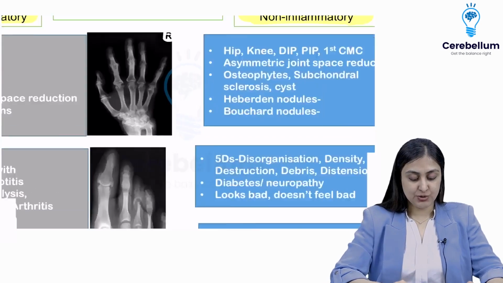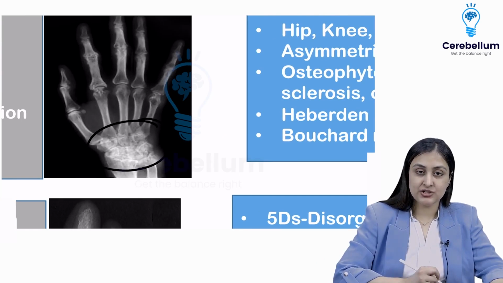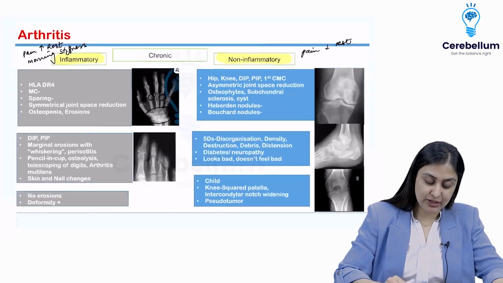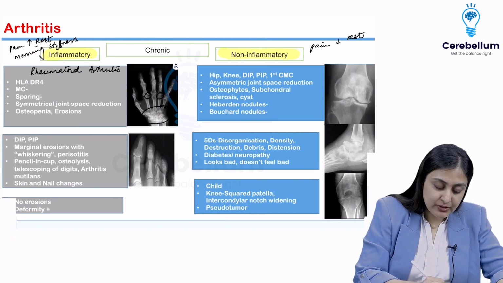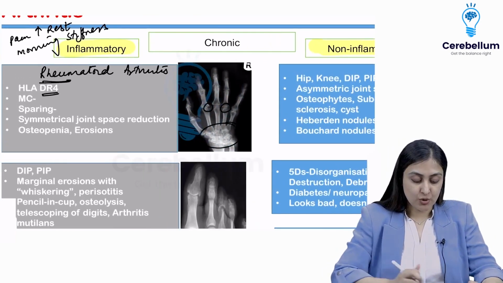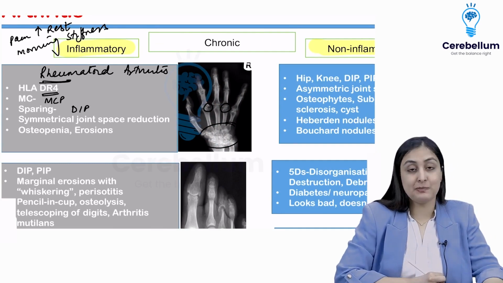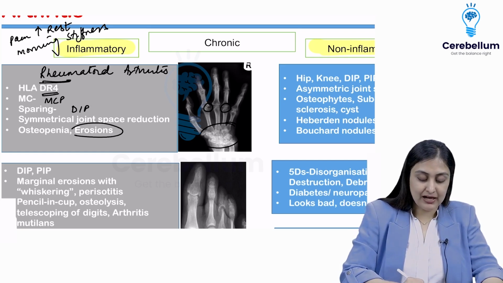So within inflammatory, if I show you an X-ray like this which is showing you a lot of joint space reduction with a lot of erosions, particularly here at the metacarpophalangeal joint, we are talking about rheumatoid arthritis. So rheumatoid arthritis, remember rheum has 4 walls, so this is DR4. The most common joint is metacarpophalangeal joints. There is DIP sparing, distal interphalangeal sparing. There is joint space reduction, and the hallmark are marginal erosions.